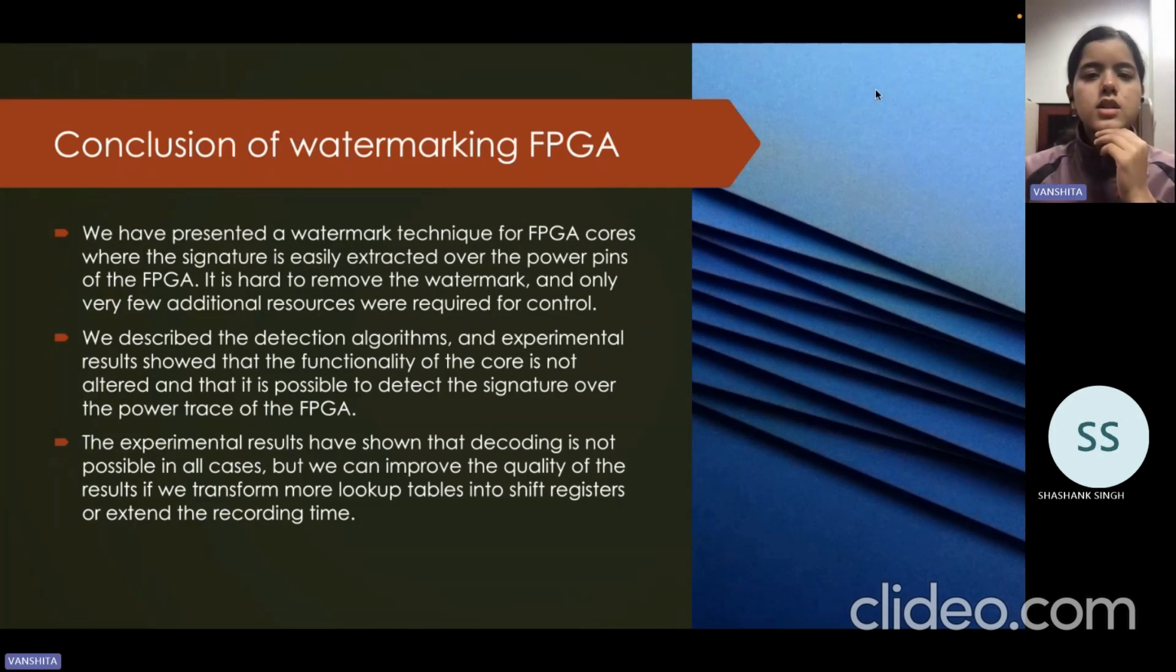Now, concluding the watermarking of FPGA, we have presented a watermark technique for FPGA cores where the signature is easily extracted over the power pins of the FPGA. It is hard to remove the watermark, and only very few additional resources were required for control. We described the detection algorithms, and experimental results showed that the functionality of the core is not altered and that it is possible to detect the signature over the power trace of the FPGA. Also, the experimental results have shown that decoding is not possible in all cases, but we can improve the quality of results.